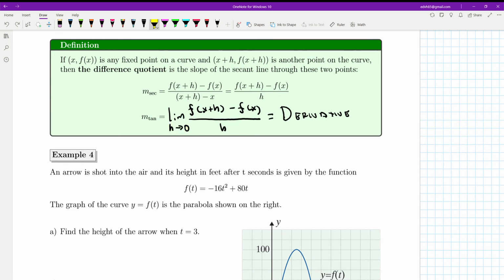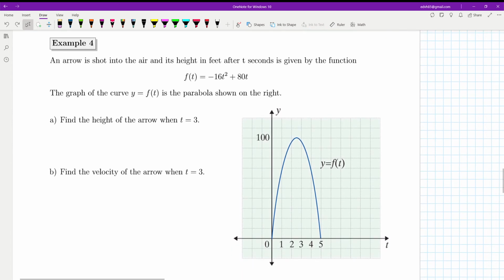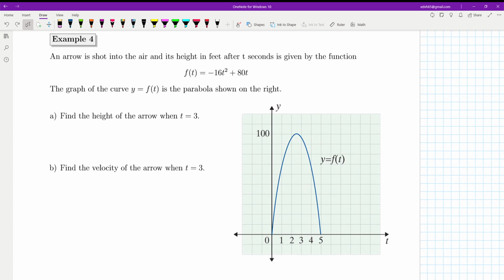So now let's do an example in which we will be able to find the actual value of the derivative at a given point, no longer between 2 points, no longer the average rate of change, but rather the instantaneous rate of change. So what are we going to have? We have that an arrow is shot into the air and its height in feet after t seconds is given by the function f of t equals negative 16t squared plus 80t. The graph of the curve y equals f of t is the parabola that is shown over here to the right. It's this parabola right here, all right?